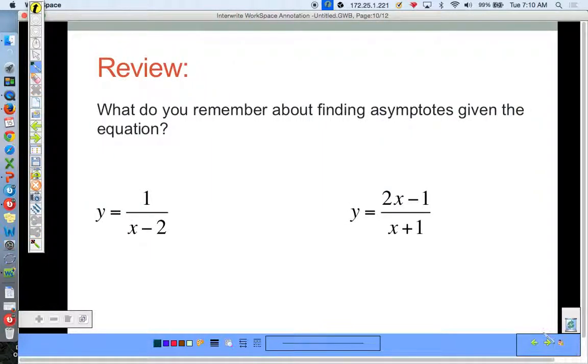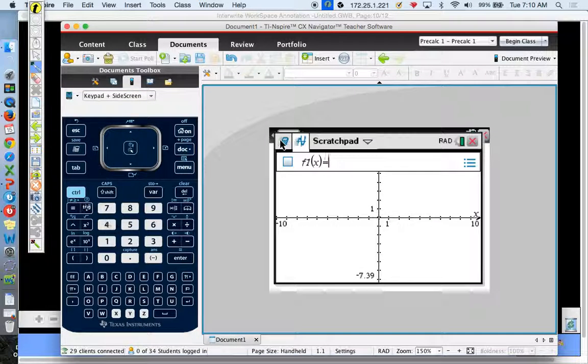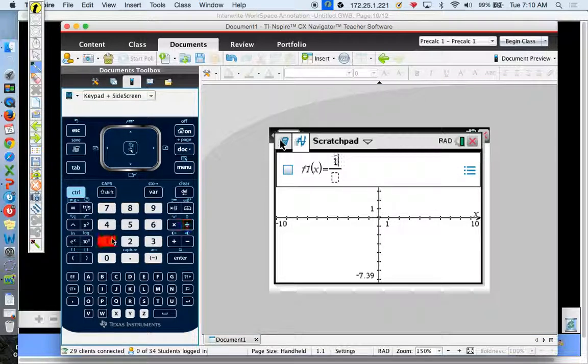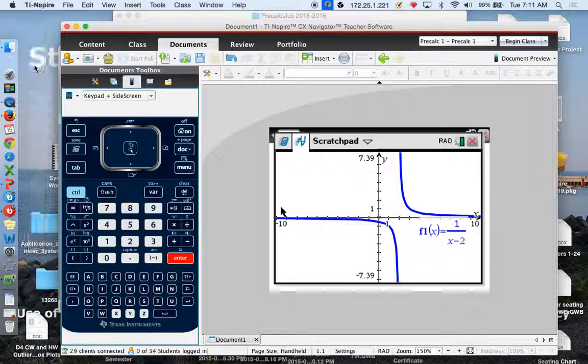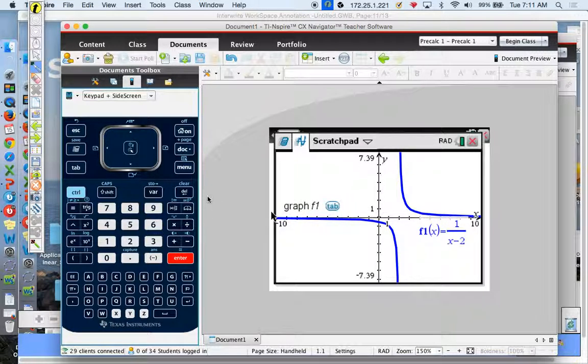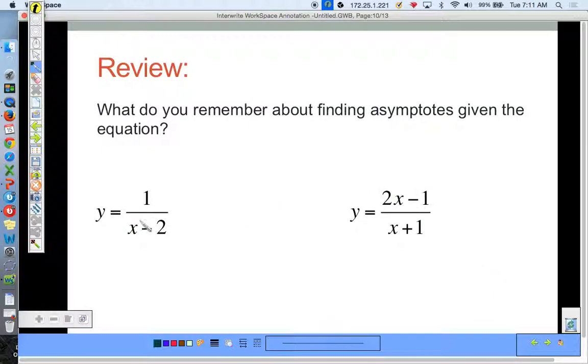Now we're going to see if you guys can remember how to graph some stuff on your calculator. If we take our calculator, and I always graph in the scratch pad, our first one was 1 over x minus 2. If we graph this, it looks like it runs right along the line y equals 0, but also at x equals 2. It looks like it's crossing this one, but I think it's just running right alongside it. So here would be one, and here would be another one. So we have one at y equals 0 and x equals 2.